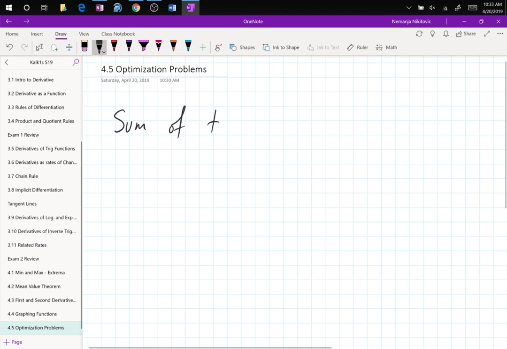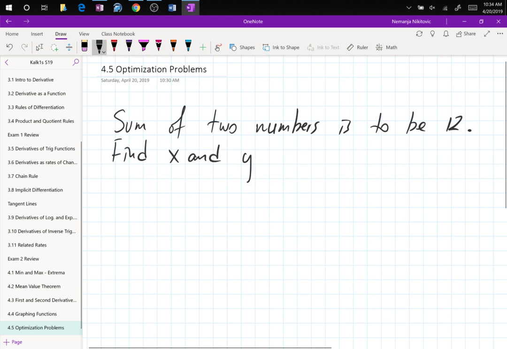Say the sum of two numbers is to be 12. Find x and y such that their product is maximum. So what do we do?